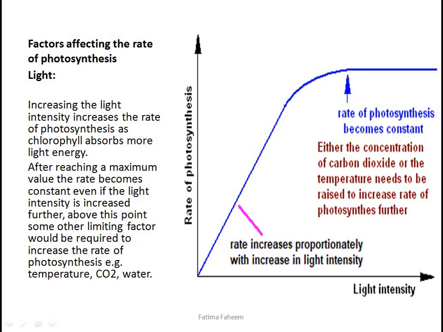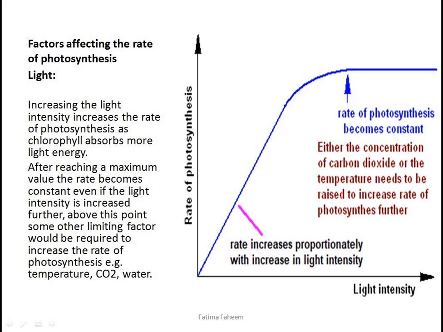Let's discuss light first, what it has to do with the photosynthesis rate. Increasing the light intensity increases the rate of photosynthesis as chlorophyll absorbs more light energy. After reaching a maximum value, the rate becomes constant even if the light intensity is increased further. Above this point, some other limiting factor would be required to increase the rate of photosynthesis, for instance, temperature, carbon dioxide concentration, and water. So what this theory tells you is explained in this graph.